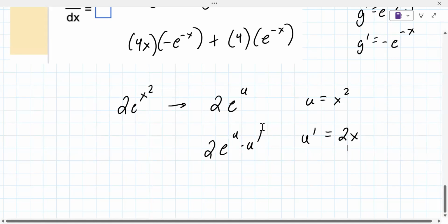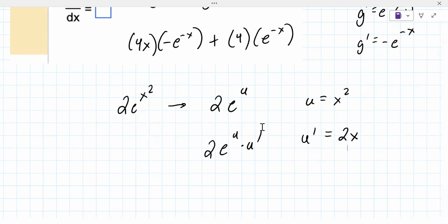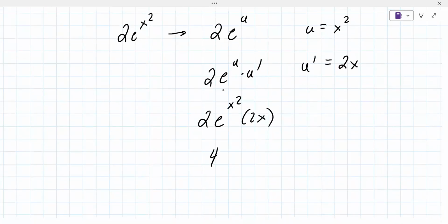These chain rules are the most difficult for most students. Typically, these are the ones that they just never get. But the derivative is 2e to the x squared, u prime is 2x, so you get 4x e to the x squared, like that.